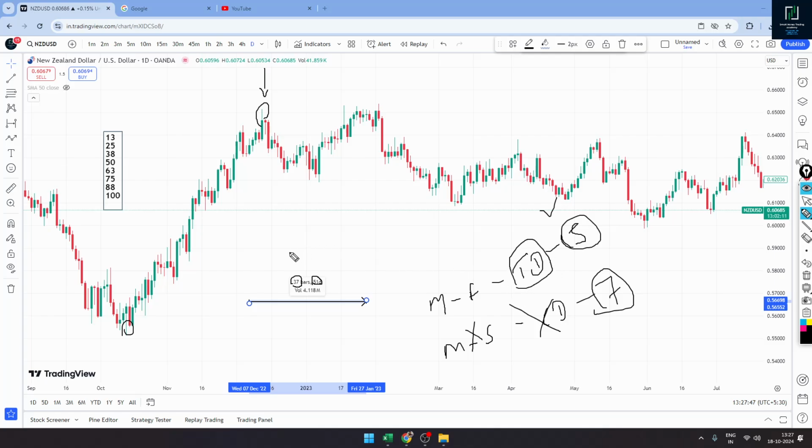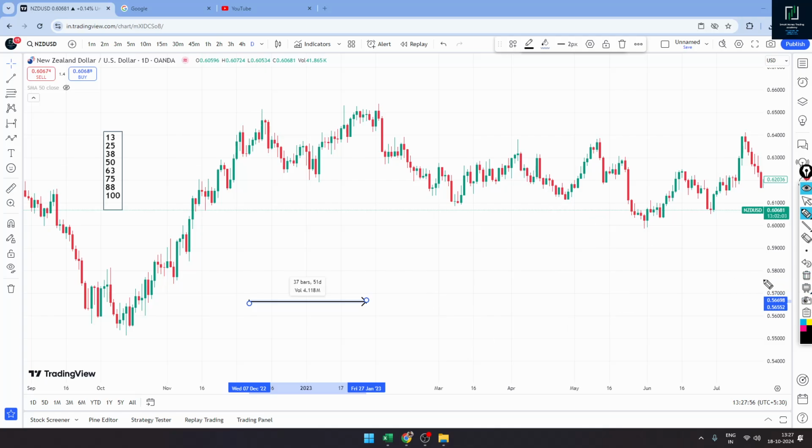Because the market works Monday to Friday, so Monday to Friday is a trading day, so we have to take that value. Okay, so if you see here, 37 bars and 51 days, so 37 bars is nothing but 37 trading days, whereas 51D is nothing but calendar days. So we don't want to take calendar days, we want to take trading days.